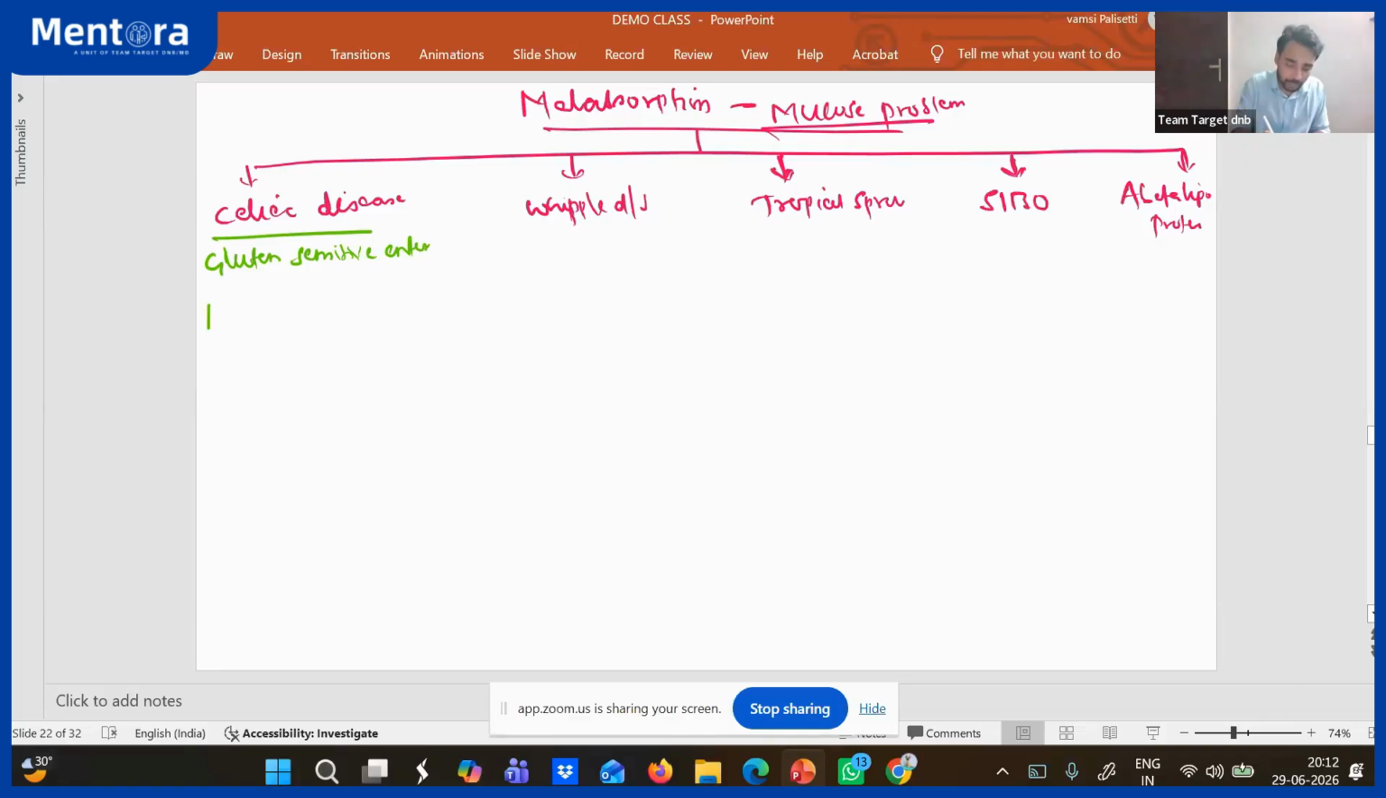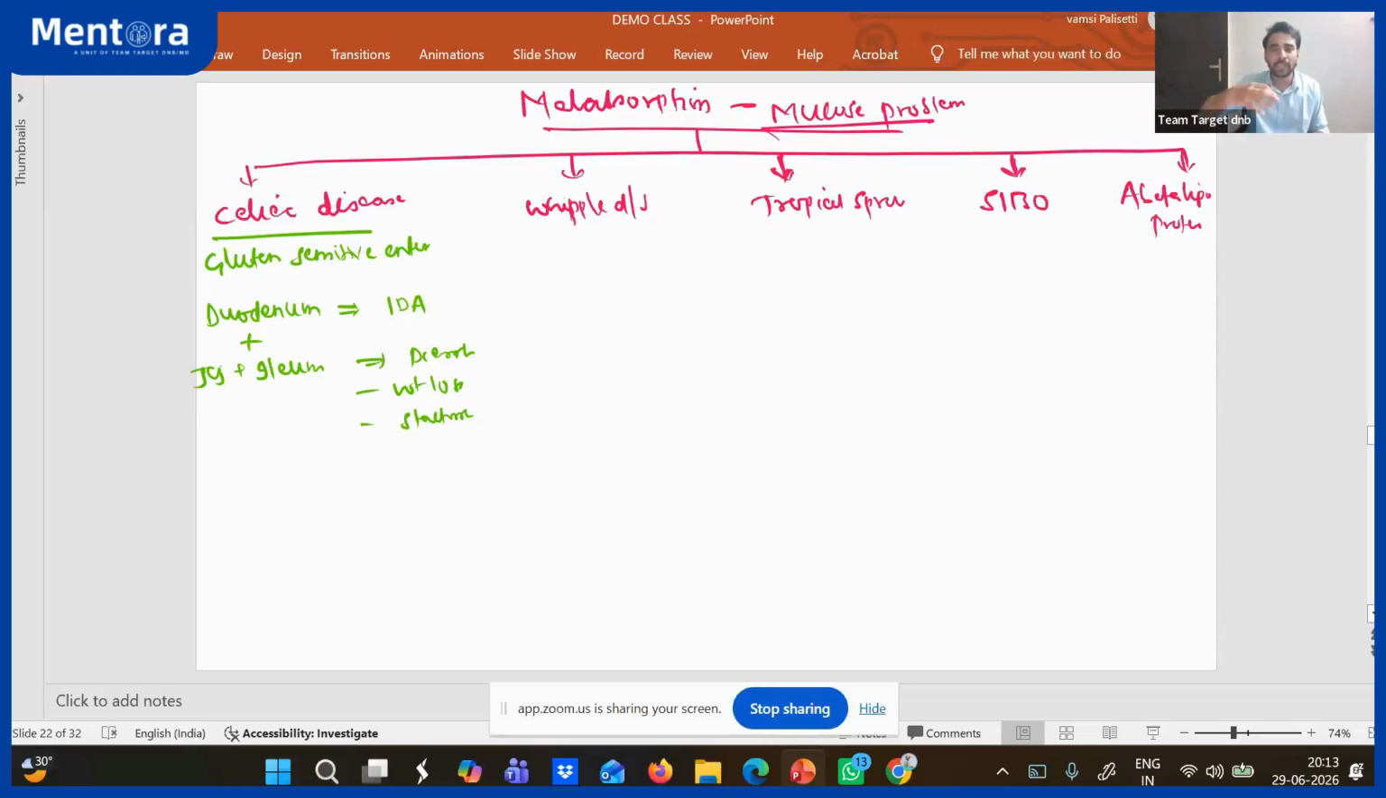Especially it affects the duodenum. Sometimes it affects only the duodenum. If only the duodenum is affected, usually the patient will have iron deficiency anemia, right? But if the jejunum and ileum are also involved along with the duodenum, then the patient will have malabsorption features like diarrhea, weight loss, and steatorrhea. Simple, right?